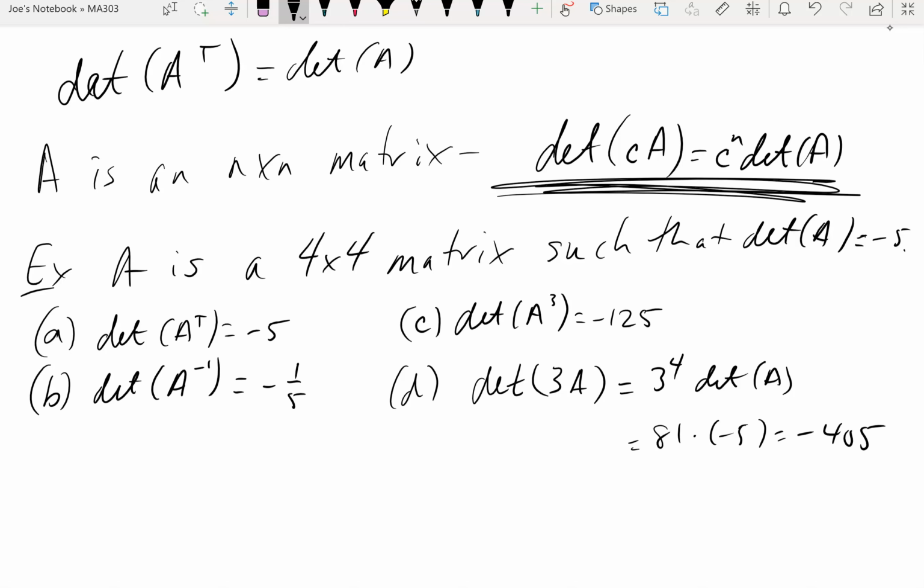Is this okay? You've got a problem like this in your homework. It's problem number 5 on page 110. Any questions about those properties at all that we talked about? Not too bad? All right.